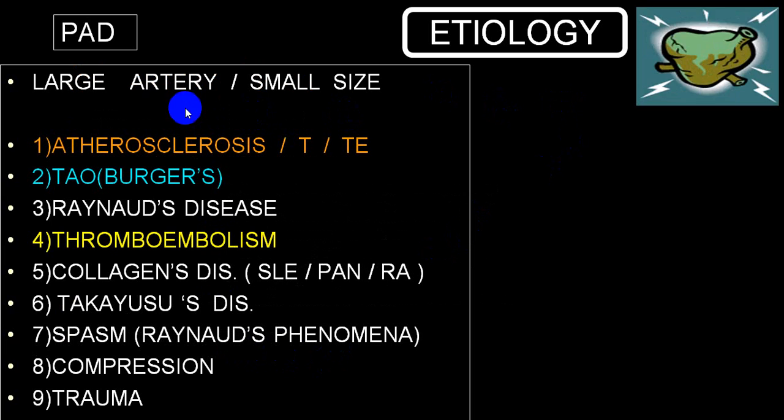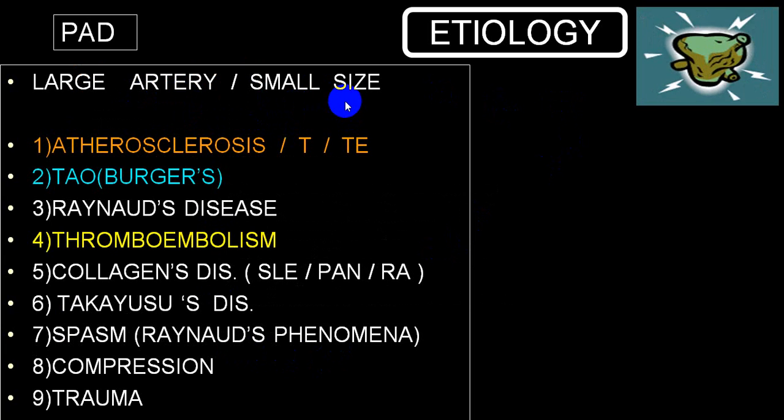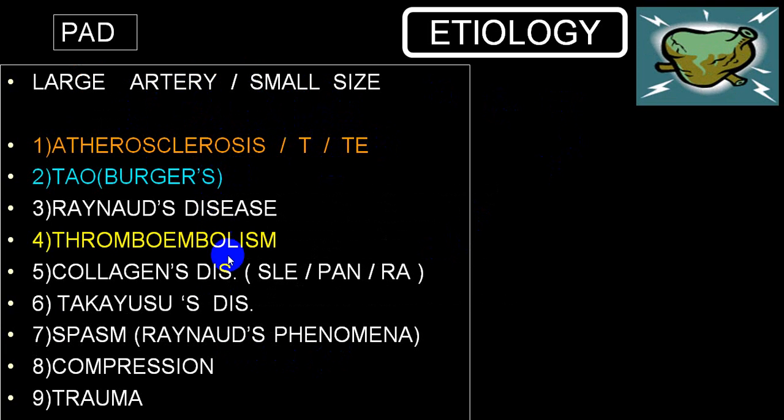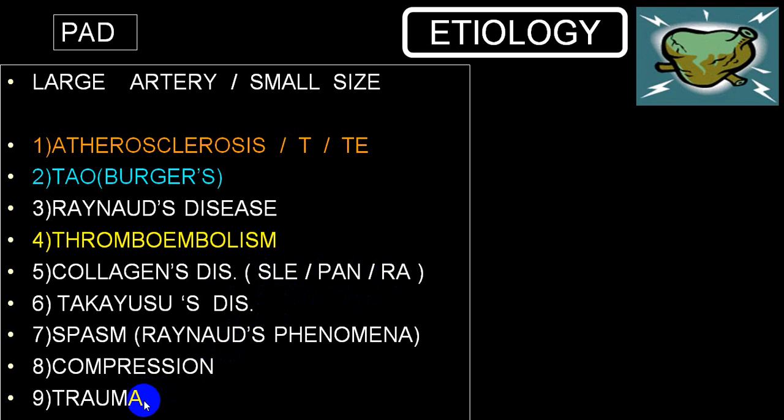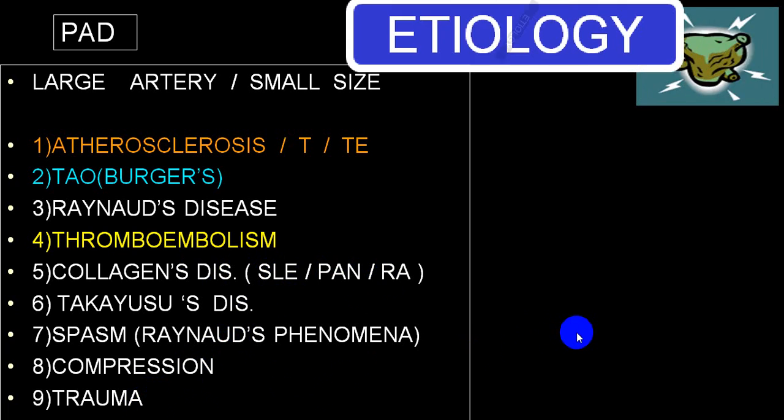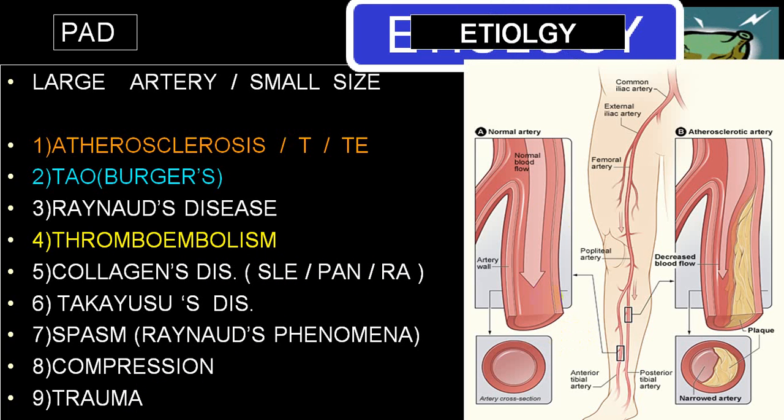Etiology: it is large artery or small artery, but in general atherosclerosis, thrombosis, thromboembolism, TAO or Buerger's disease, Raynaud's disease, collagen disorders like SLE, periarteritis nodosa or rheumatoid arthritis, Takayasu, spasm like Raynaud's phenomena, compression syndromes, trauma, fibromuscular dysplasia, etc.